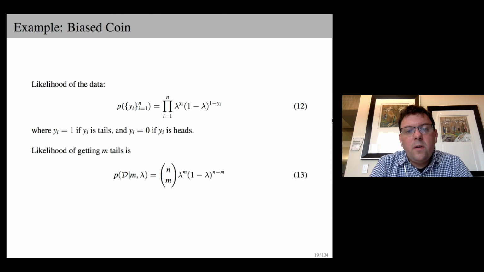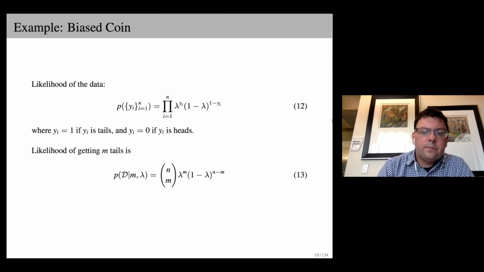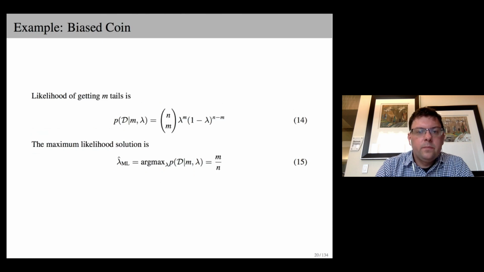So the likelihood of our data is just a product of Bernoulli distributions, two possible outcomes. Here we have y equals 1 if yi is tails, and y equals 0 if yi is heads. If we don't care about ordering and we observe m tails, then our likelihood is a binomial distribution. M tails here. Probability of getting tails is lambda. And we can easily maximize this likelihood.